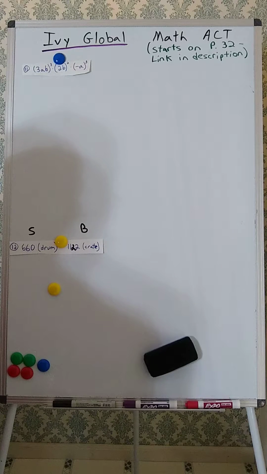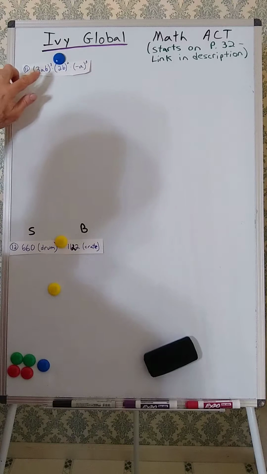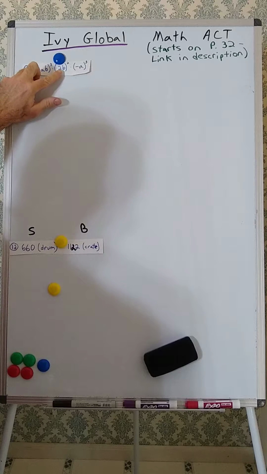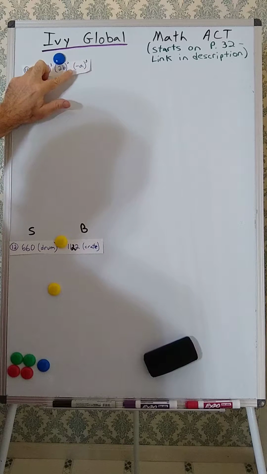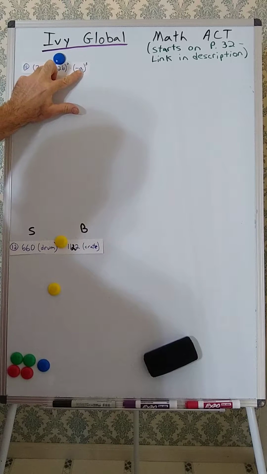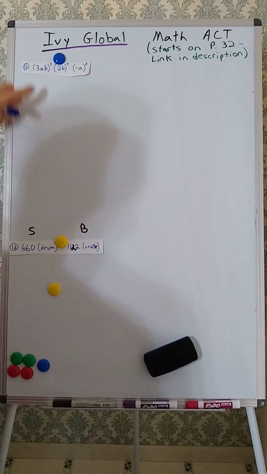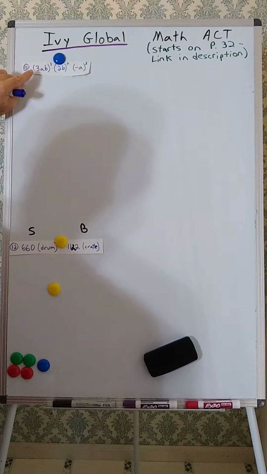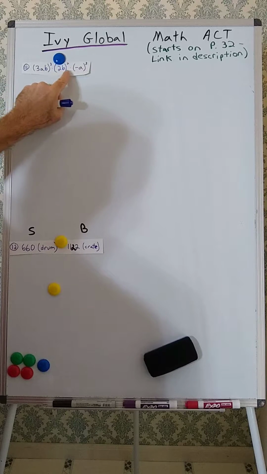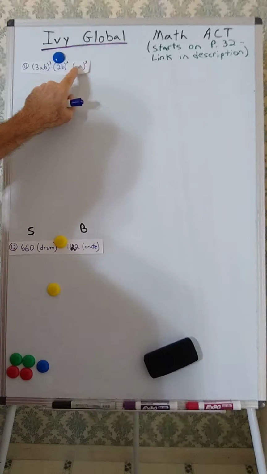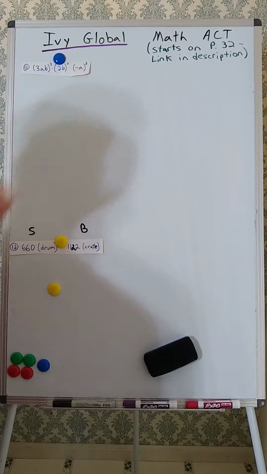Alright, starting with 11. Which of the following is equivalent to the quantity 3ab to the third power times the quantity 2b to the second power times the quantity, the opposite of a, to the third power? We need to remember what an exponent does. An exponent counts factors. That 3 means we have 3 factors of 3ab. The 2 means we have 2 factors of 2b. This 3 means we have 3 factors of the opposite of a.